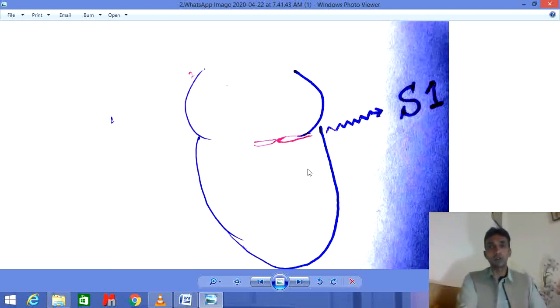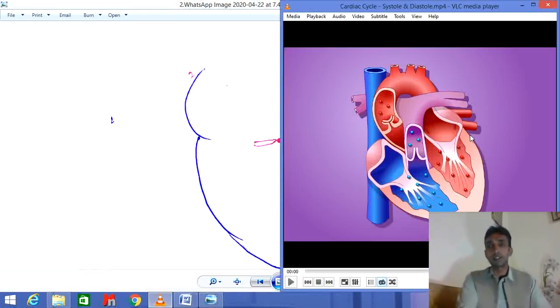So you can listen to the S1 sound with the help of a stethoscope. In the left portion of the chest, at the apex of the heart, you can hear the S1 sound. For example, in this diagram you can see the heart. This is the apex of the heart, and this area is the base of the heart. Over here you can imagine there is the sternum. On the left side of the sternum you will hear the S1 sound, because that is created by the mitral valve and the tricuspid valve.